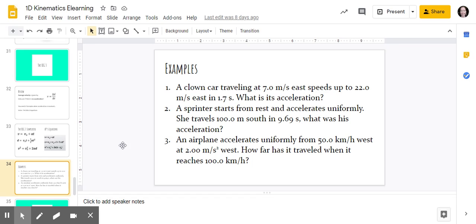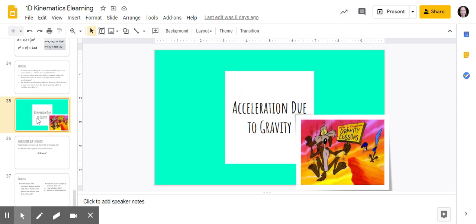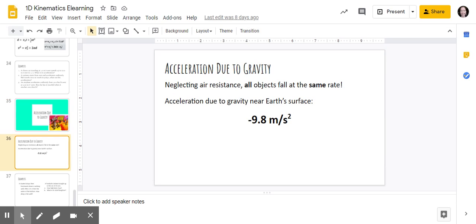Okay, so we're going to move on to free fall briefly. So we have this thing called acceleration due to gravity. Okay, we've got my little Wile E. Coyote here, and we'll do some Roadrunner physics later on, so you'll understand later why I have Wile E. Coyote there. So neglecting air resistance, that means if we forget about the push and pull of the air around a moving object, we're going to say that all objects fall at the same rate. And we'll discuss why when we get into dynamics and forces. We'll talk more about why this is the case.